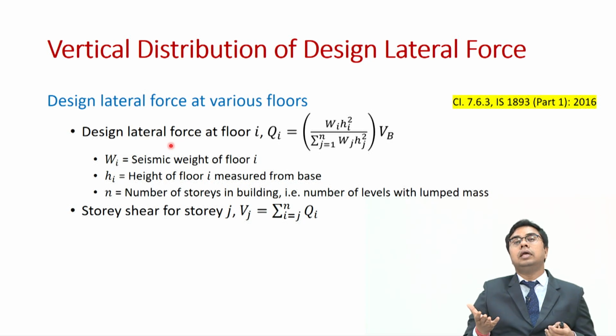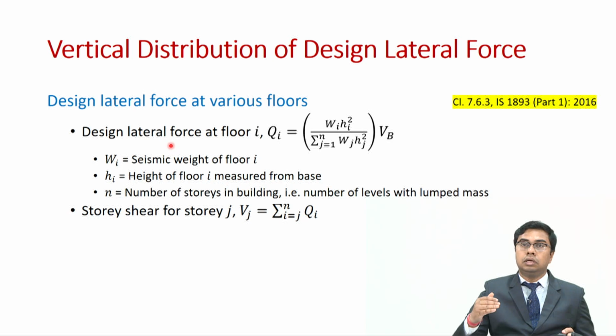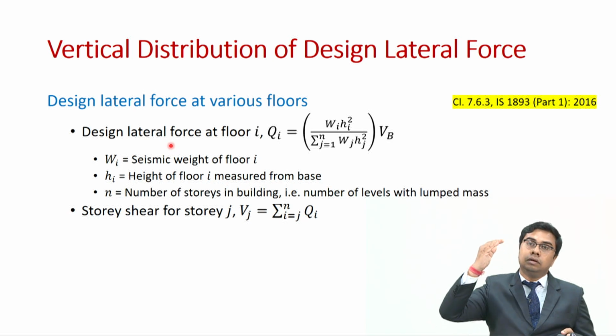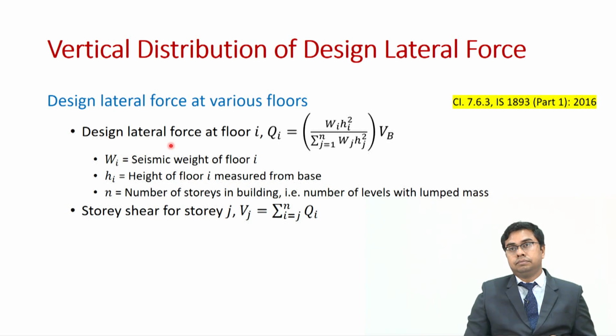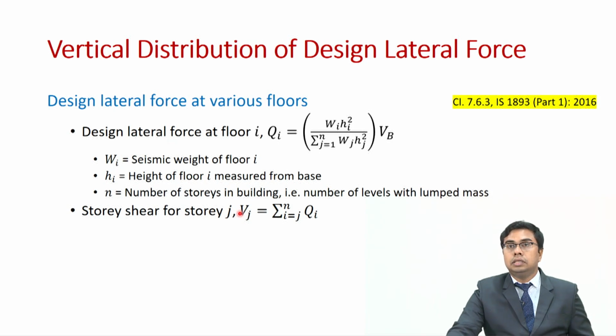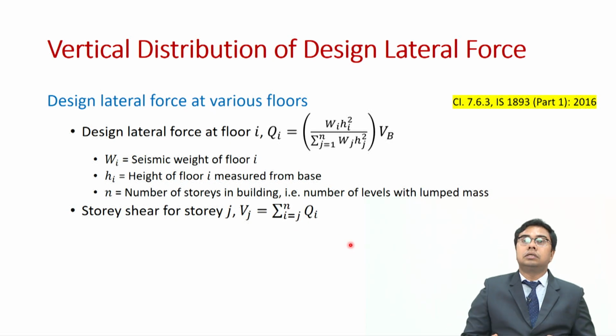For example, in case of a 3-story building, the story shear in the ground story shall be equal to the sum of all the lateral forces being applied at different floor levels above the story. So, that is why it is written V_j shall be equal to the sum of Q_i, where i ranges from j to n. So, it is the sum of all those lateral forces.